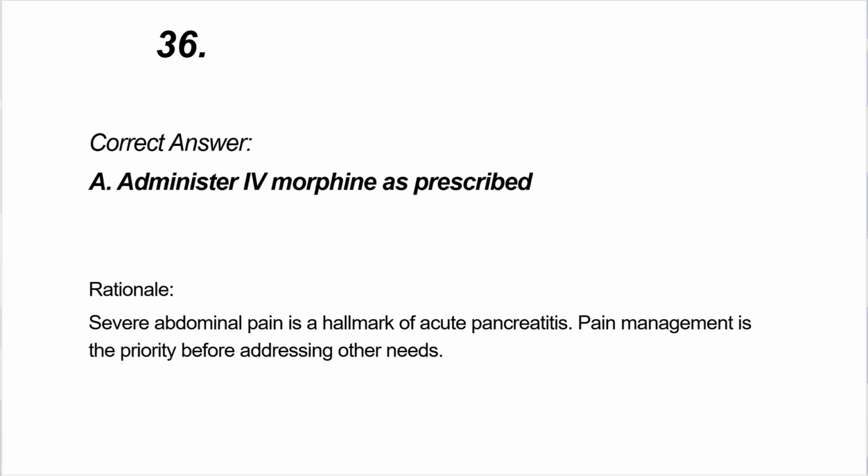Questions 36 to 40. Pancreatitis, UTI, and cardiac. 36. A. Administer IV morphine as prescribed. Rationale: Severe abdominal pain is a hallmark of acute pancreatitis.